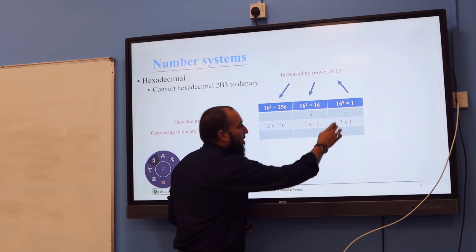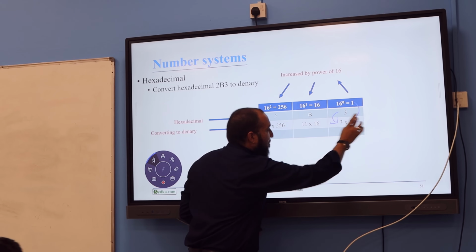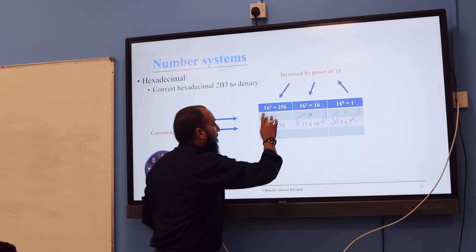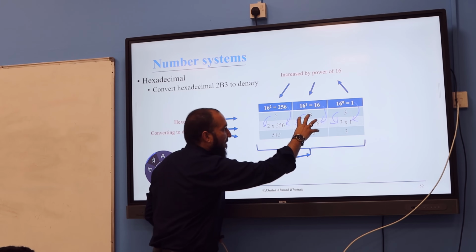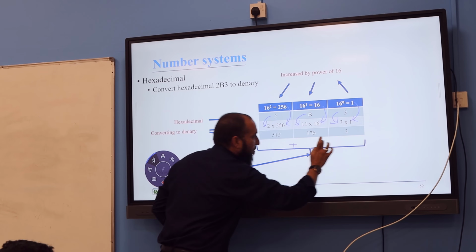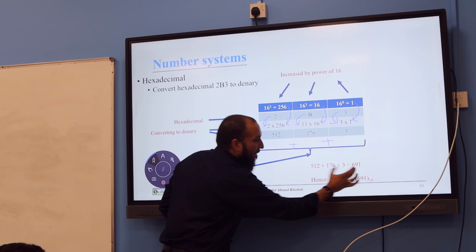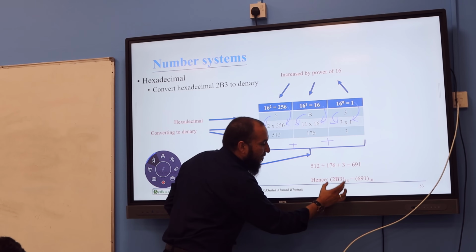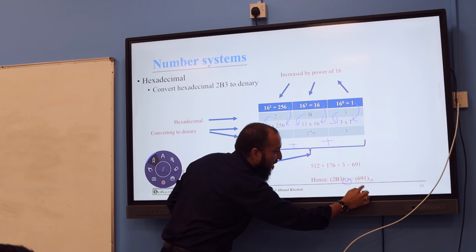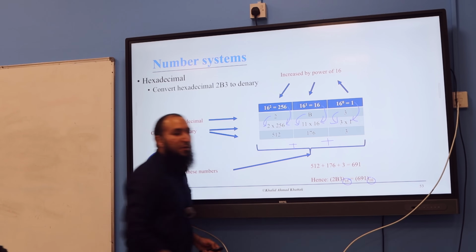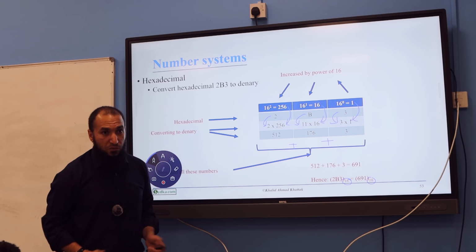So, what we did, this comes here, this goes there, 16 here, 2 to 56. Next step, we simplify this, simplify this, simplify this, and add all these numbers. What we have is 691, and remember 2B3, which is a hexadecimal, that's why it's base 16, is equal to 691 in base 10. Ahmad, correct? Yes, I got it. Clear?